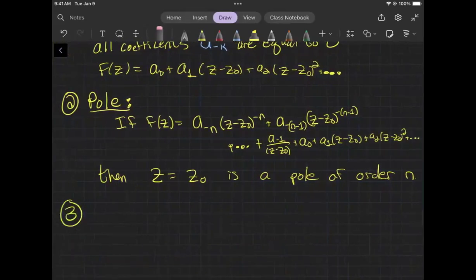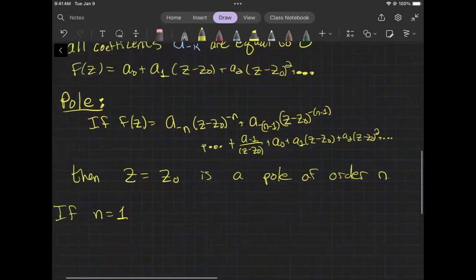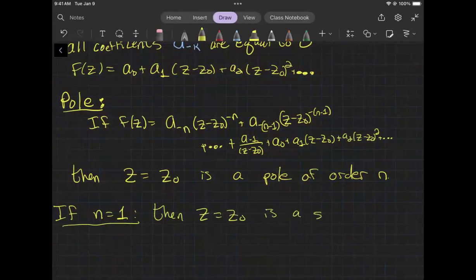And there's a special name if the n value equals 1, right? So if n equals 1, then z equals z naught is a simple pole. That's what's called a simple pole. All right.